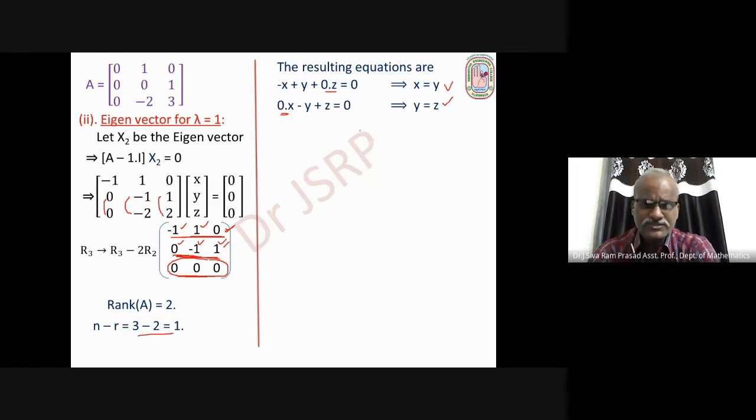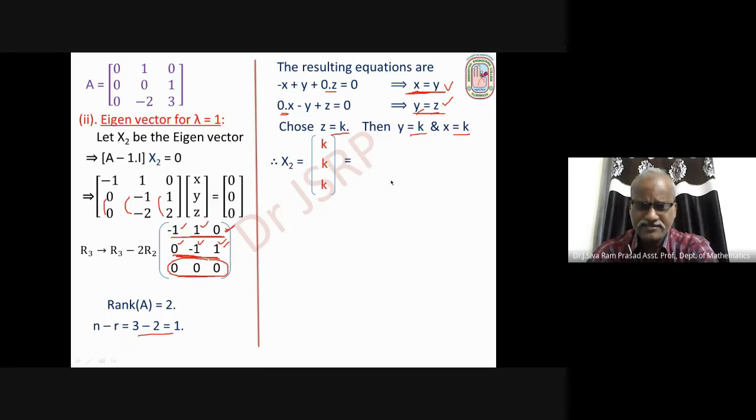One variable should be chosen as arbitrary constant. So arbitrarily you can take either x or y or z as arbitrary constant. So I take z as arbitrary constant. Choose z equal k. So from the second equation, y equal k. And from first equation, as y equal to k, x is also k. So x = k, y = k, z = k.